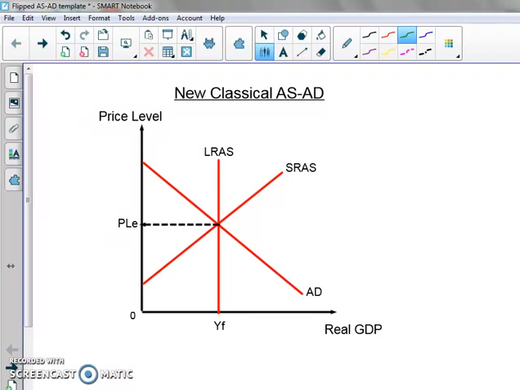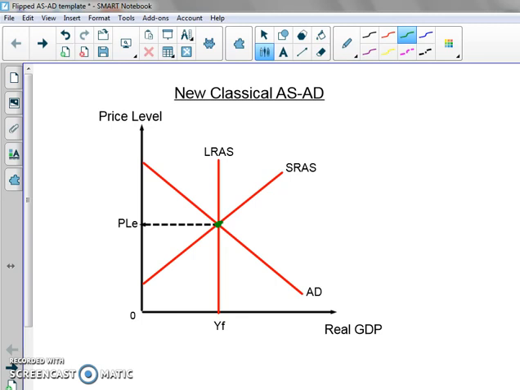Okay, guys, today in class we started looking at the new classical AS-AD model. We talked about what all of these curves mean, and we did the basic model in equilibrium. So right now we can see our AD, our SRAS, and our LRAS are all intersecting at the same point, which means we're at long run equilibrium.